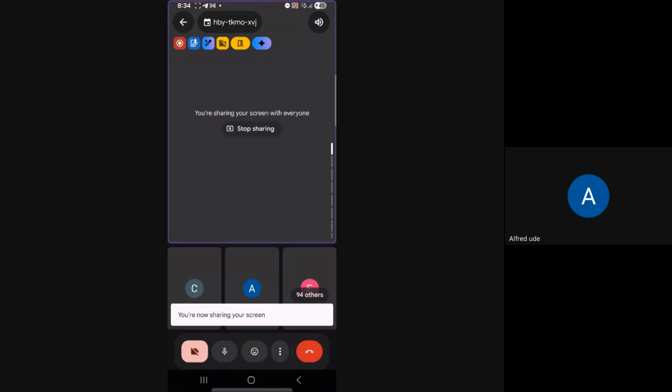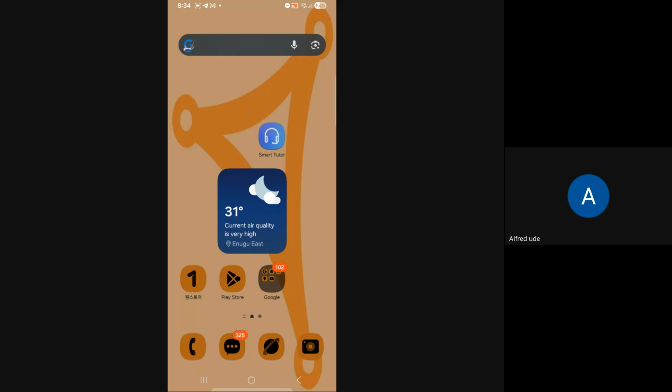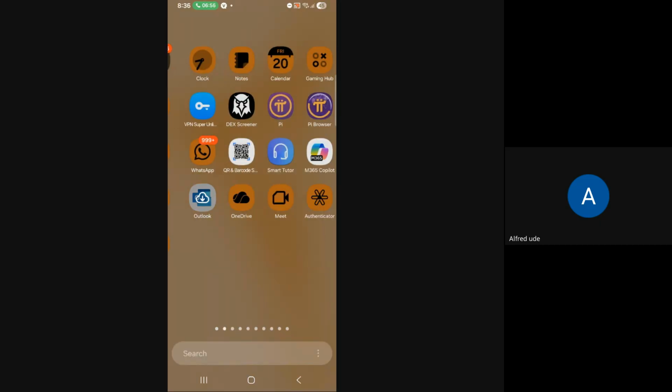Okay, now let's move to Dex Screener. All right, so I'll open up the Dex Screener app and show you guys what I've been working on.